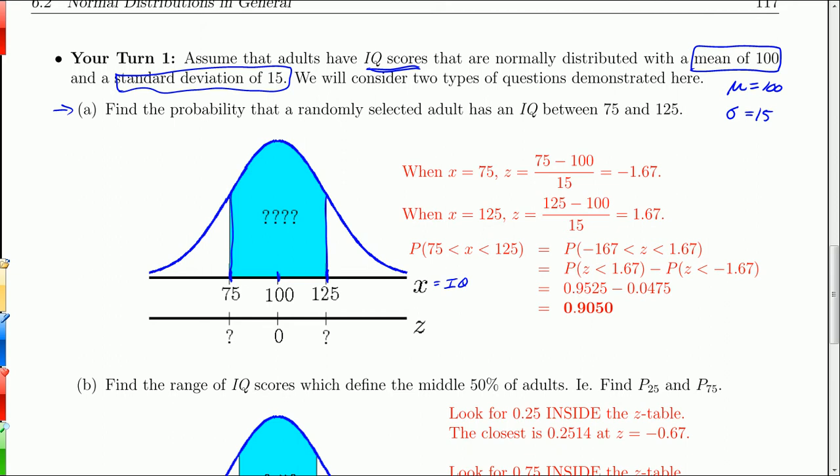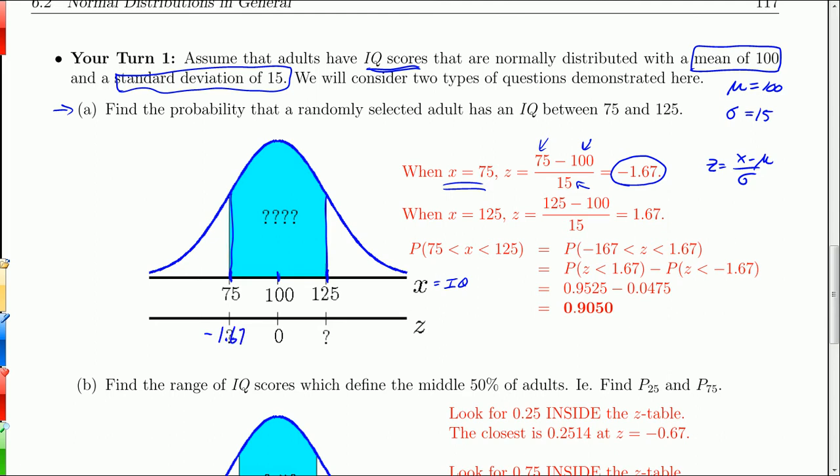But first we have to convert these IQ scores to z-scores. So when x is 75, I'm using the formula z equals x minus mu over sigma here. x is 75, mu is 100, sigma is 15. I plug that into my calculator, I get a z-score of negative 1.67. So this is actually negative 1.67 right there.